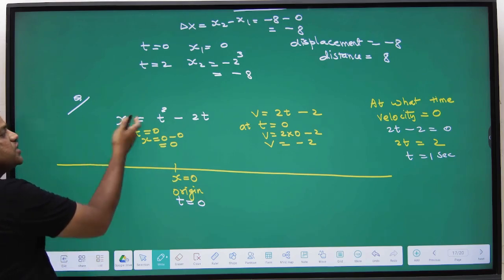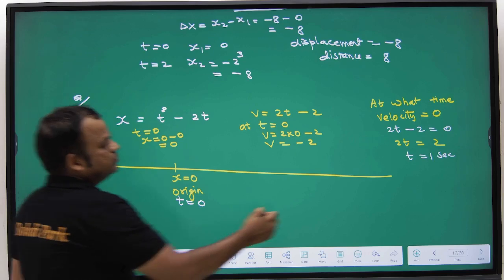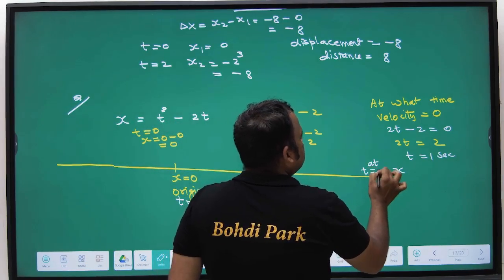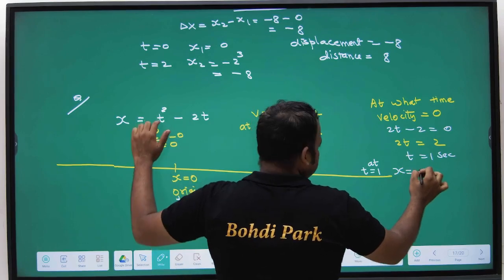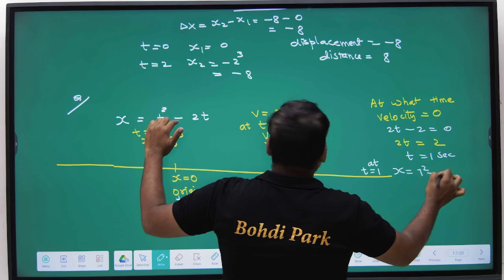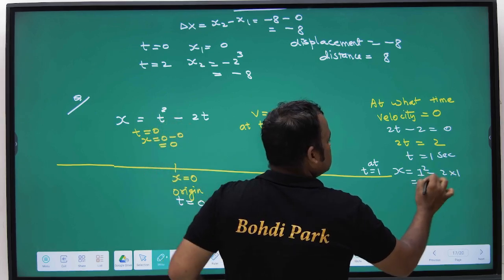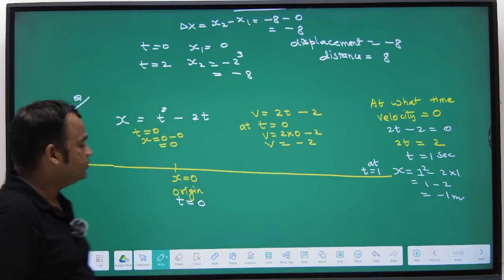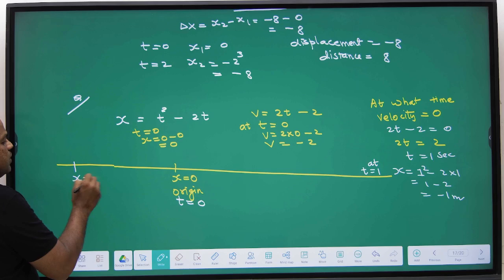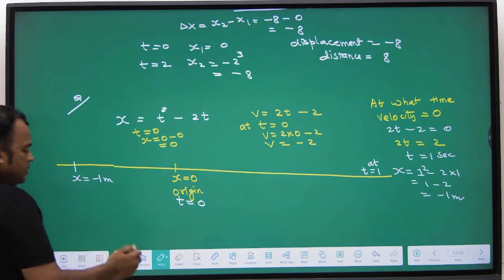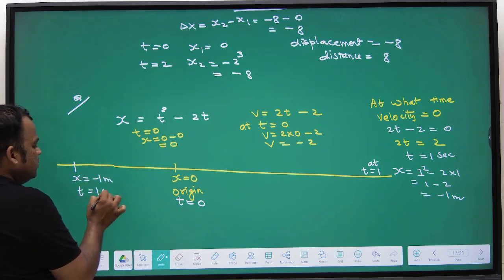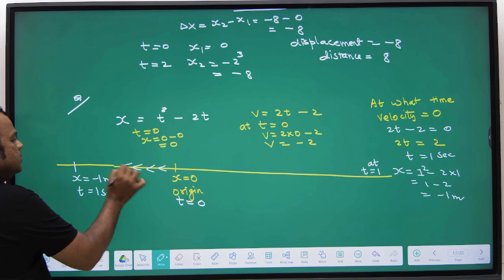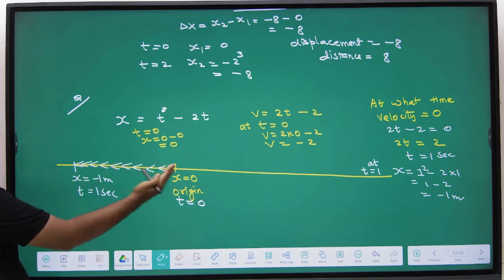Now what is the position at 1 second? At t equal to 1 second, position is 1 square minus 2 into 1. So that is 1 minus 2, which is minus 1 meter. x is equal to minus 1 meter. So between 0 second and 1 second, the particle moved left side.